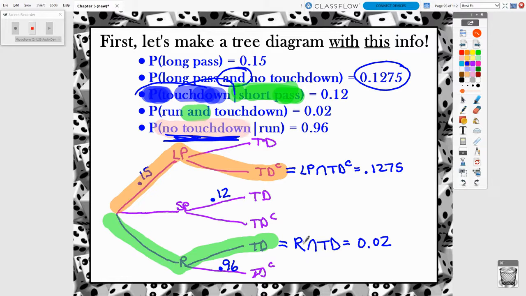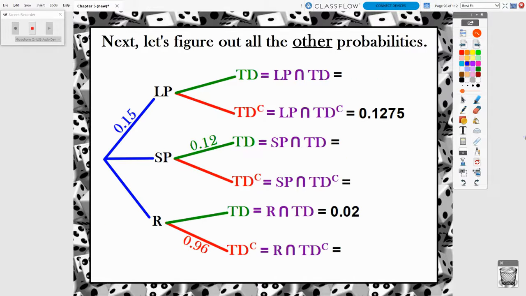All right. So there's what we know so far. And we got a lot of branches and a lot of ends of branches that have probabilities missing from them, right? So guess what we're going to do next? We're going to figure out what all of those other probabilities are. So where on earth do we start?